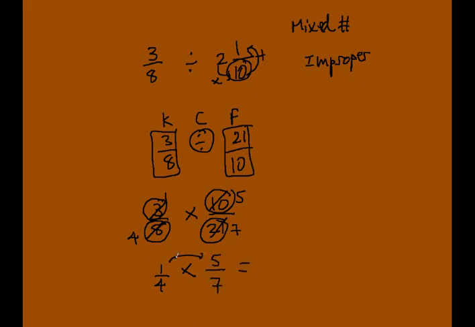So now I can do top of top and bottom of bottom. 1 times 5 is 5. 4 times 7 is 28. So 5 over 28. Let's look at another one here. Let's say that you have 13 over 15 divided by 4, 1 over 5.